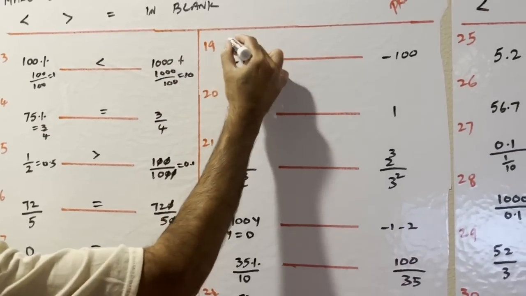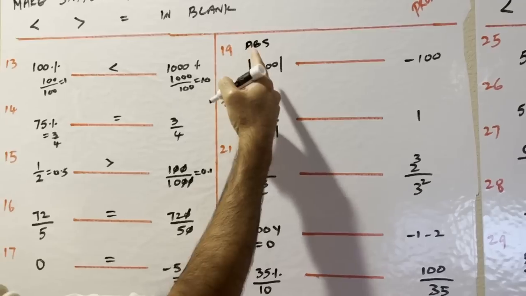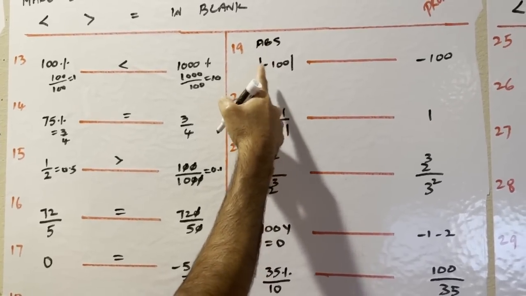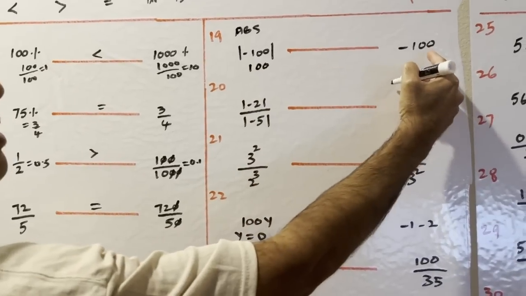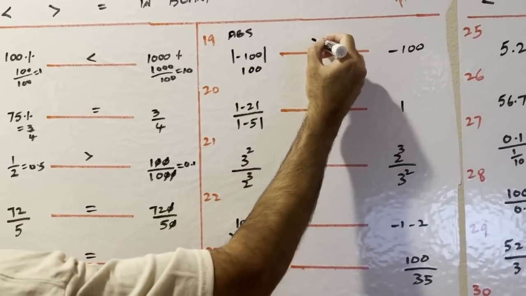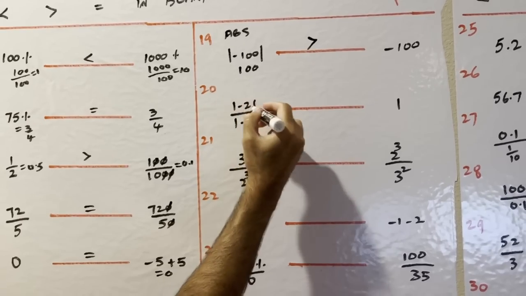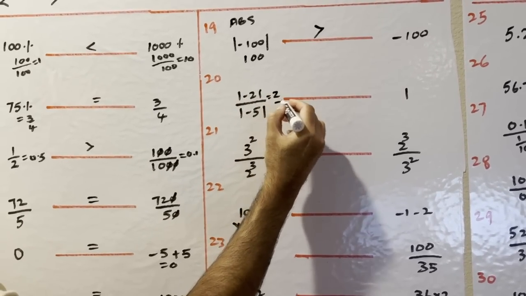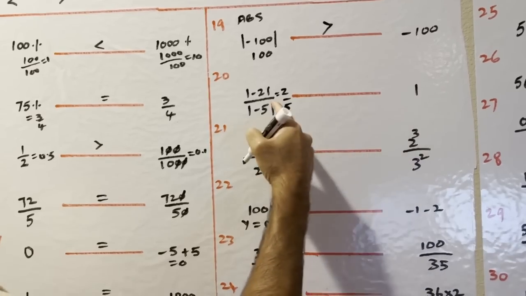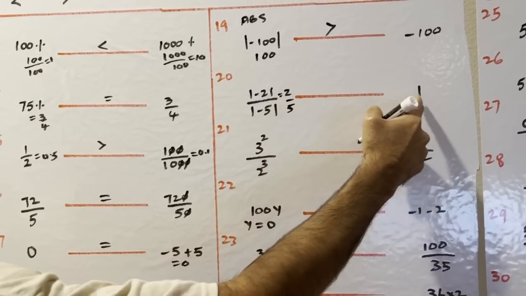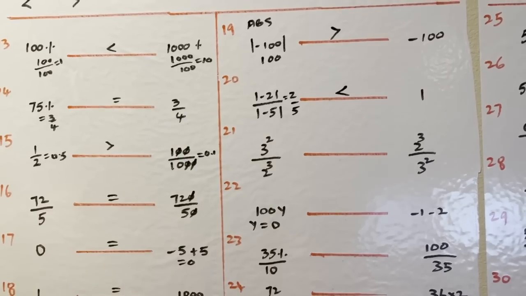This is the absolute value. Absolute value is the positive value of the quantity. So the absolute value of 100 is 100. Here is negative 100, positive or negative. This is greater. The absolute value of this is equal to 2. The absolute value of negative 5 is 5. Here it's 1. This is a fraction. This is a whole number. So 1 is greater.